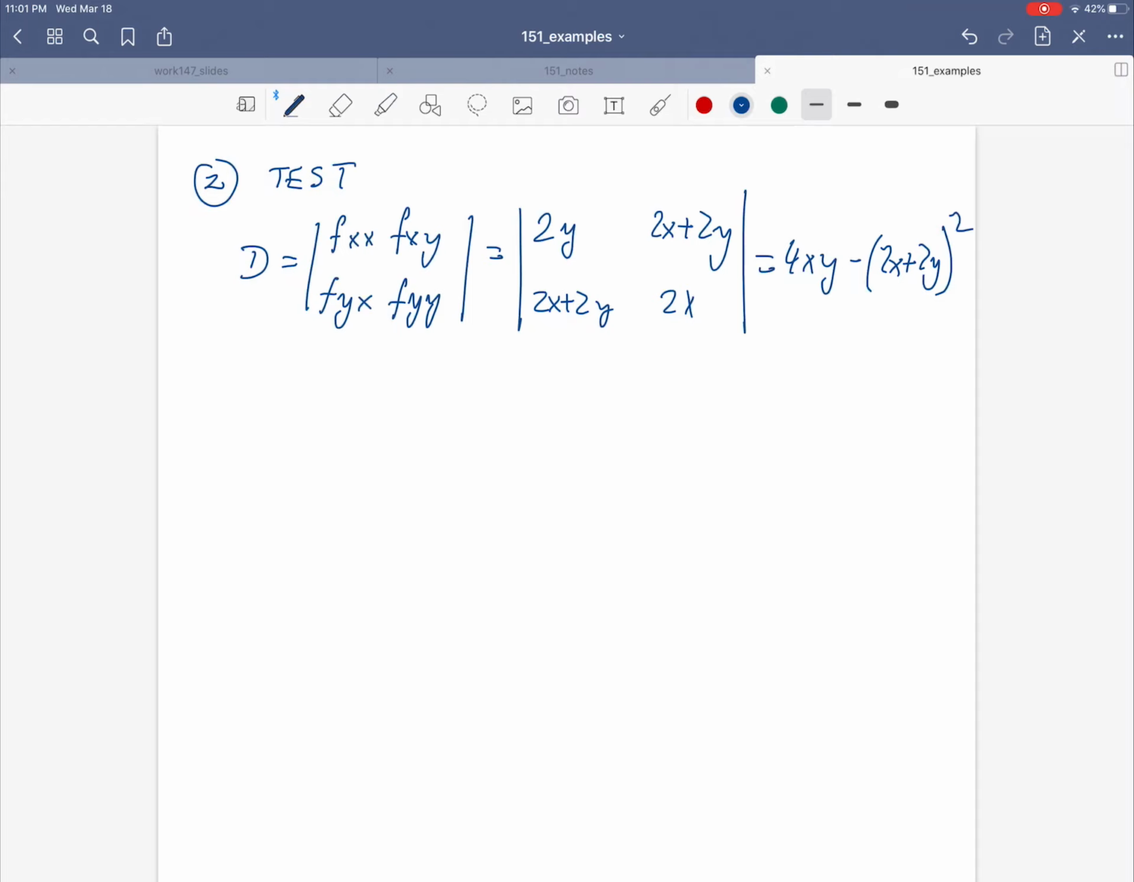And again, that's a nice algebraic formula. We don't need to simplify anymore because we will be plugging in anyhow. So at the first critical point, (1, minus 1), what do we get? When we plug in x equal to 1 and y equal to minus 1, we get the value minus 4, negative, so that's a saddle point.